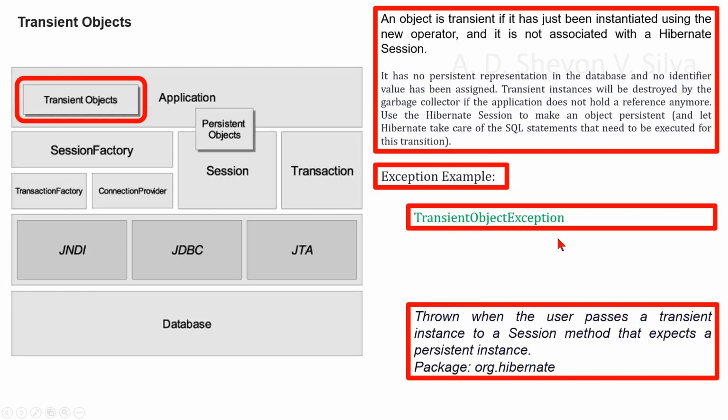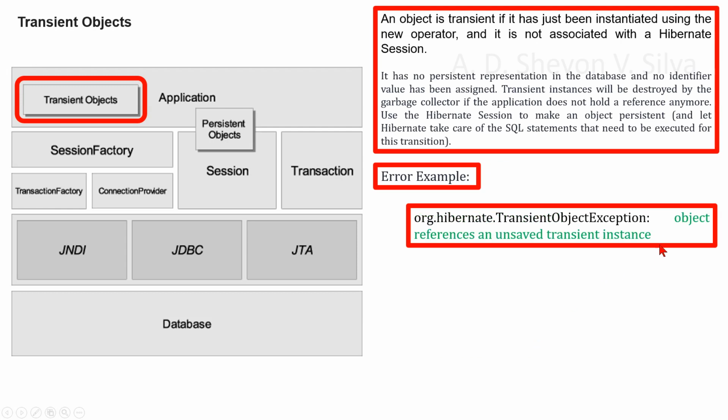As an exception example, we can consider transient object exception, thrown when the user passes a transient instance to a session method that expects a persistent instance. This exception is in the org.hibernate package. As an error example, we can consider this: object references an unsaved transient instance.